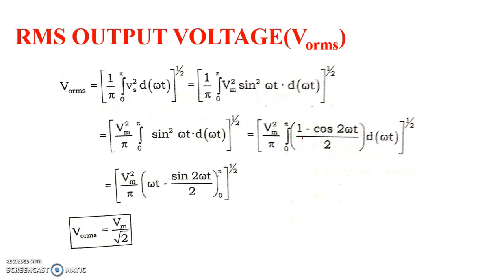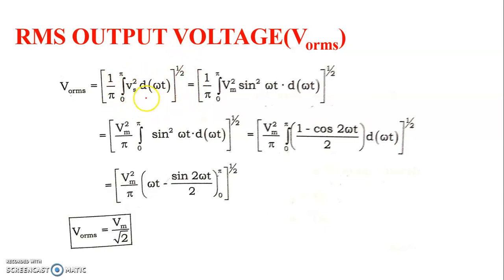Next is the RMS output voltage, which is denoted by the symbol VORMS. We know that the RMS value can be obtained using the formula: 1 by T integral over the period 0 to T of Vs square d omega t, whole power 1 by 2.